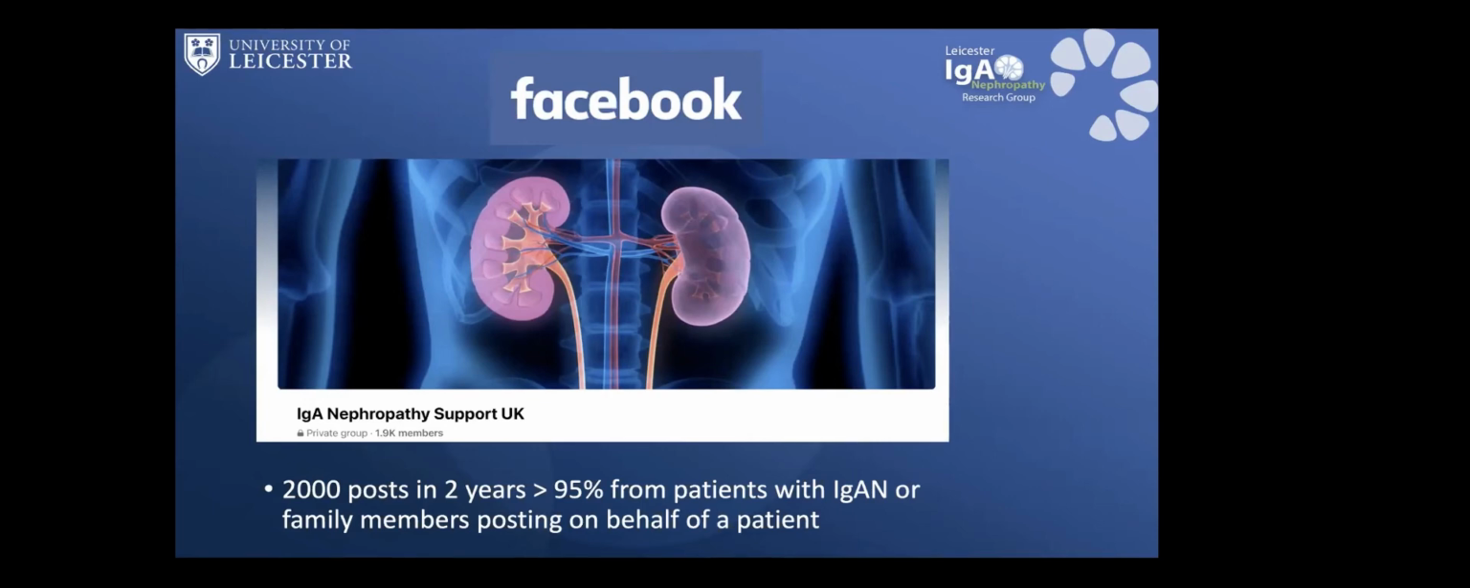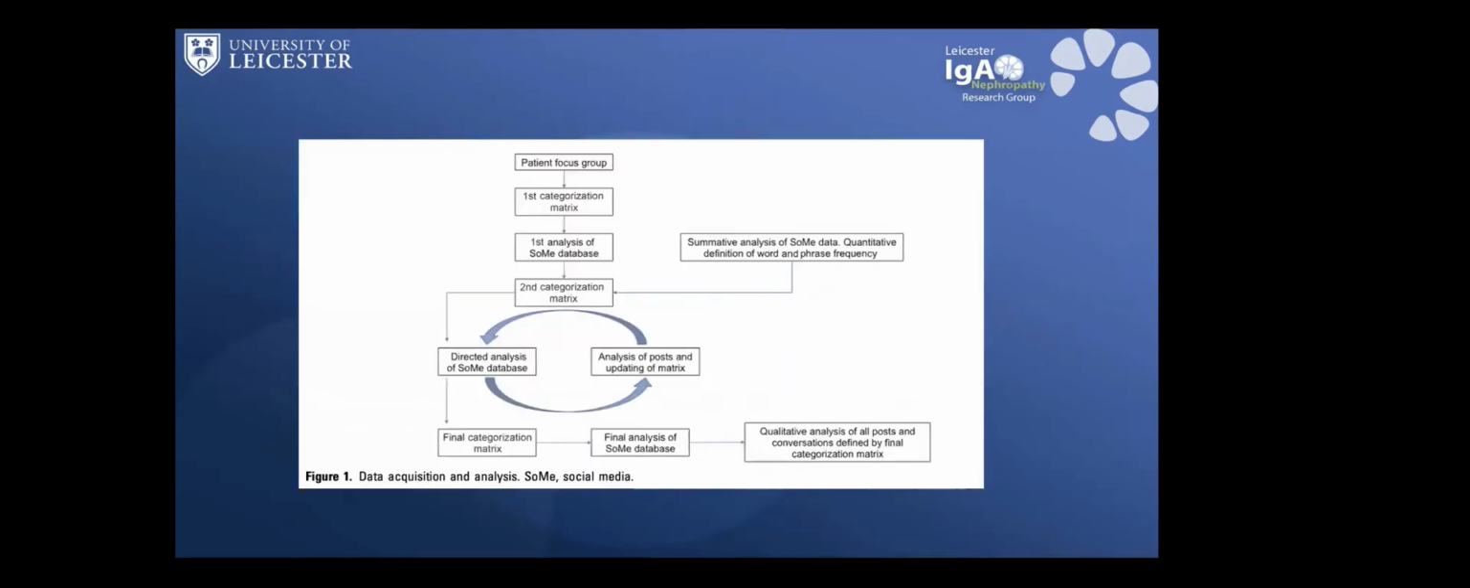And 95% of those posts were from patients or family members of patients who had IgA nephropathy. And we did a few bits and bobs with that. This is a very complicated slide, but the 3 bits that I think I need to tell you about, which are important to know what we did, are these 3 bits here.